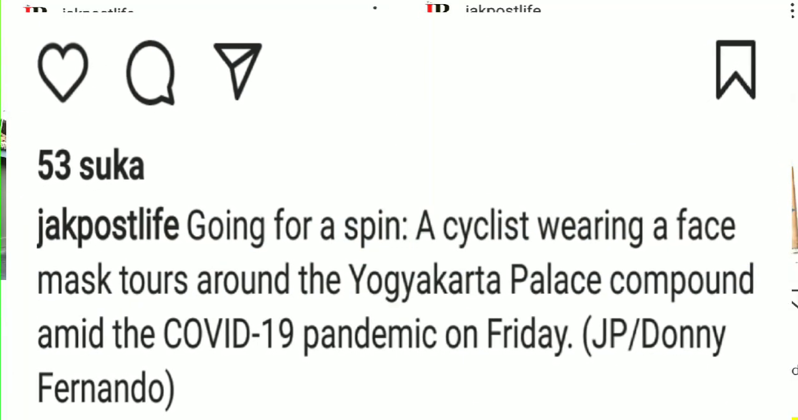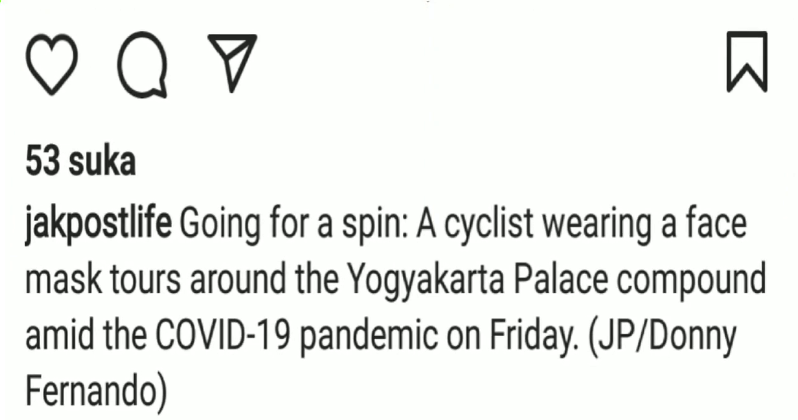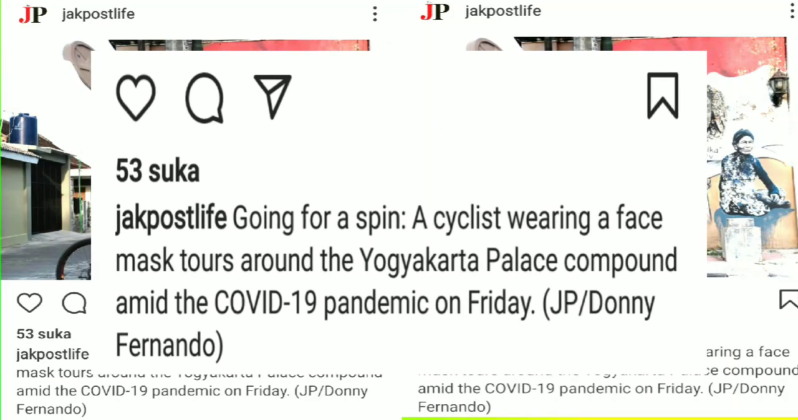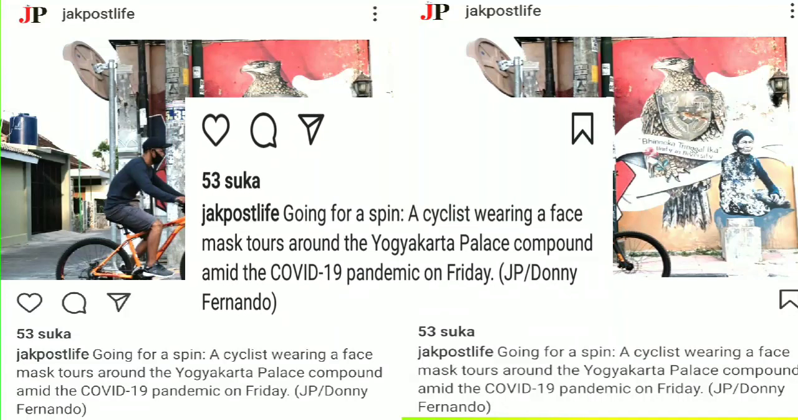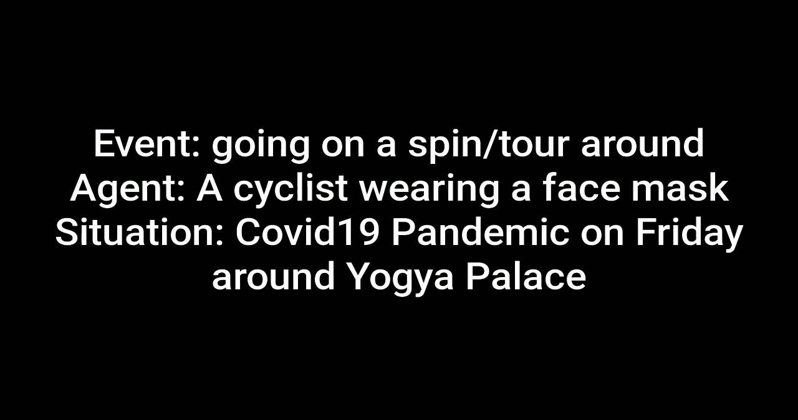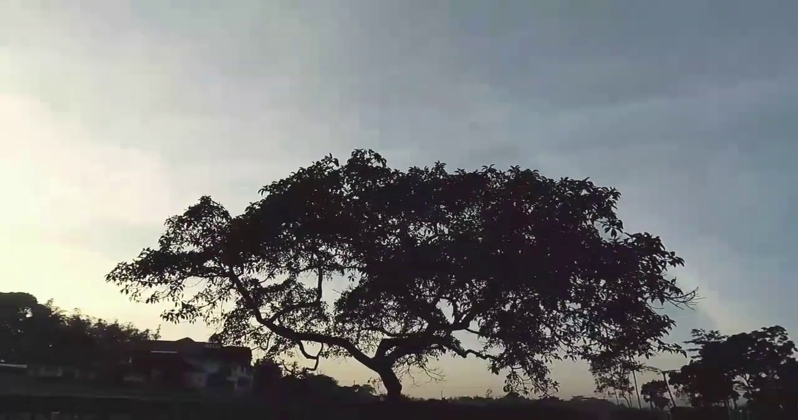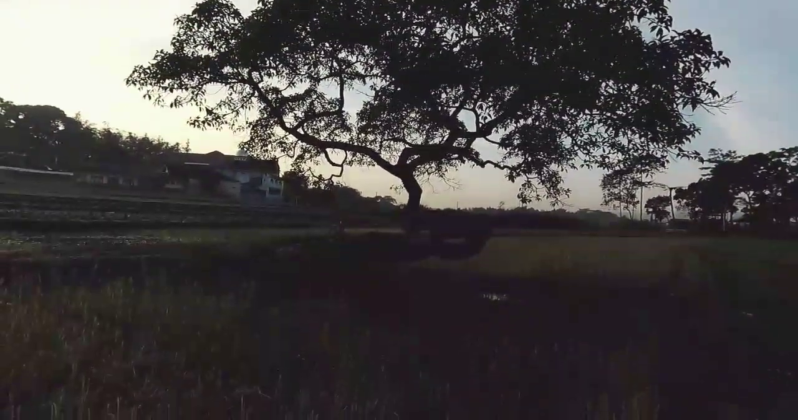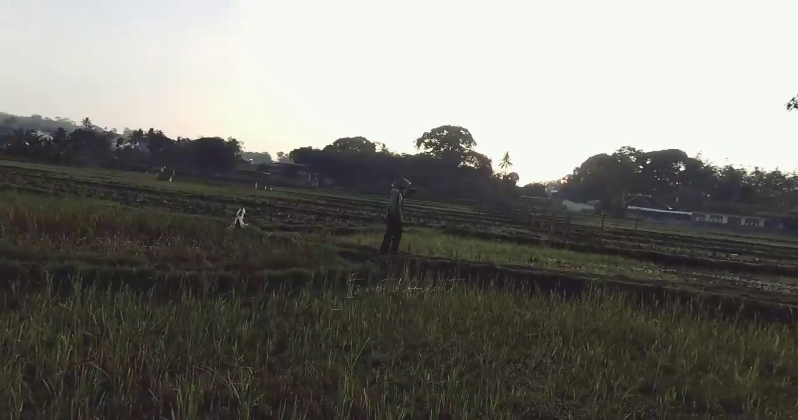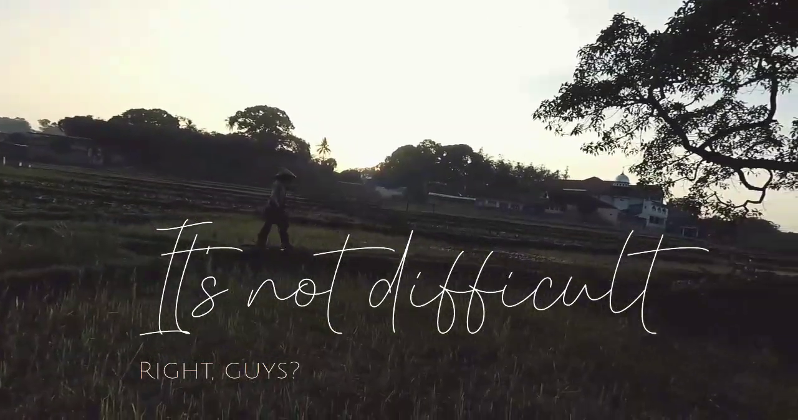Going for a spin, a cyclist wearing a face mask tours around Jogja Palace compound amid the COVID-19 pandemic on Friday. Check the structure. What do you think, guys? It's not difficult, right?